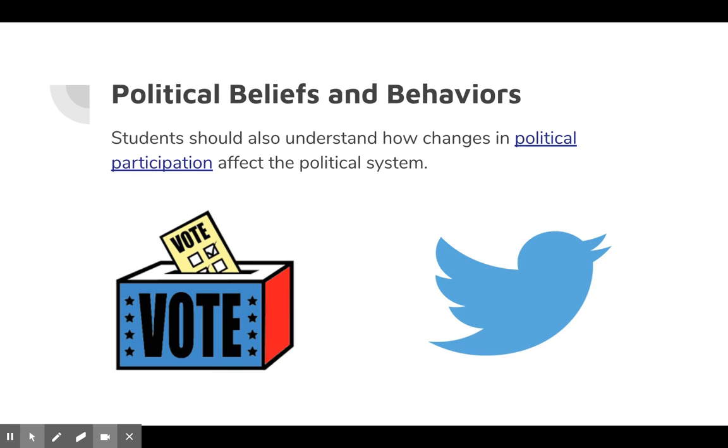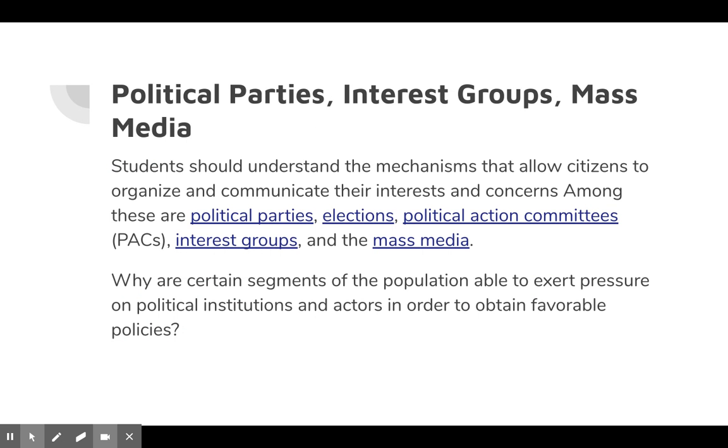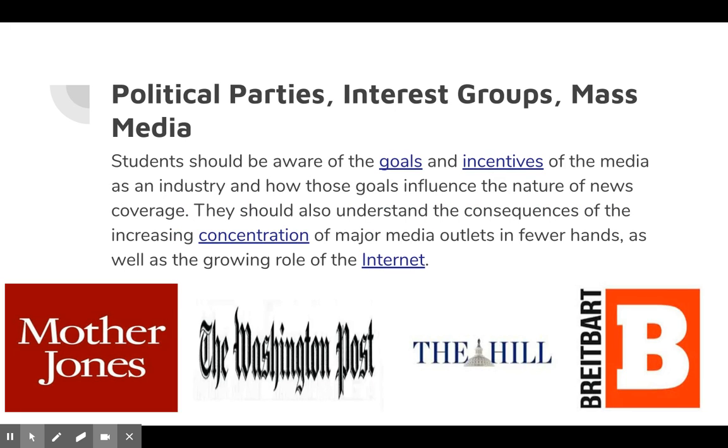Like I just said, political participation. The next unit is political parties, interest groups, and mass media. This is very interesting. This is where we learn about the media landscape, and we talk about bias, and we talk about where certain outlets fall on the political spectrum. Then we start to talk about how interest groups and political parties wield influence in this country. And we cover campaign finance in here, which is super relevant.